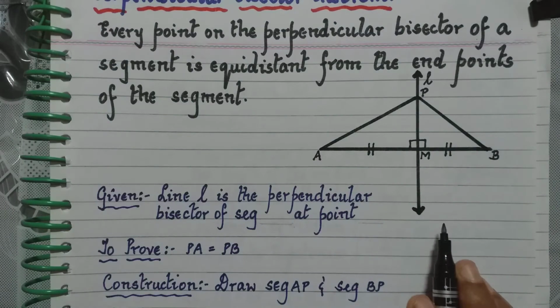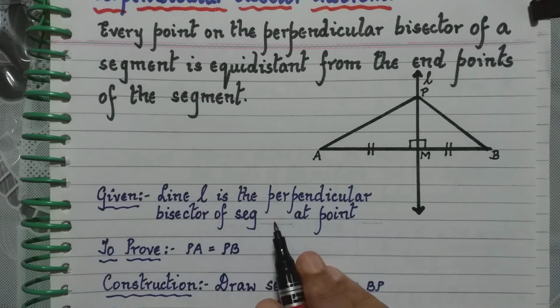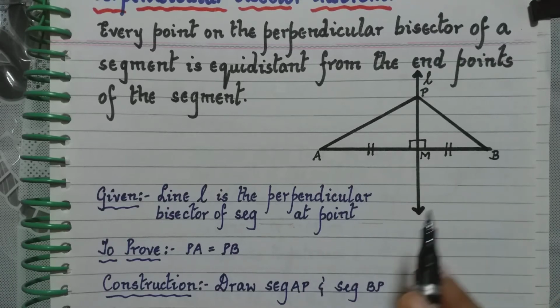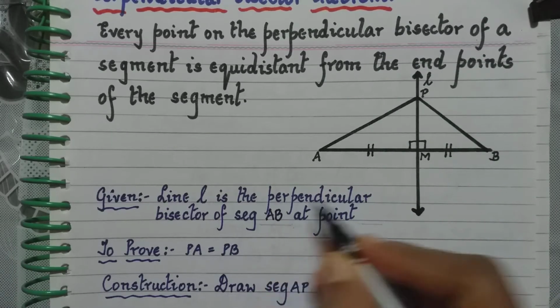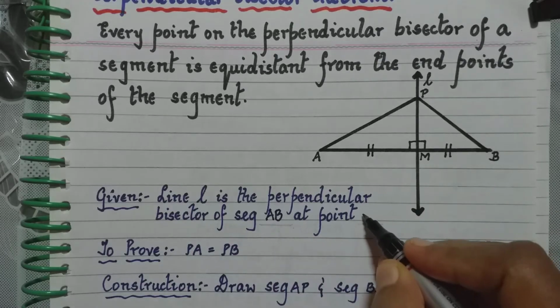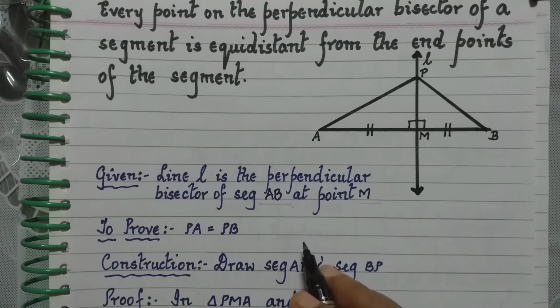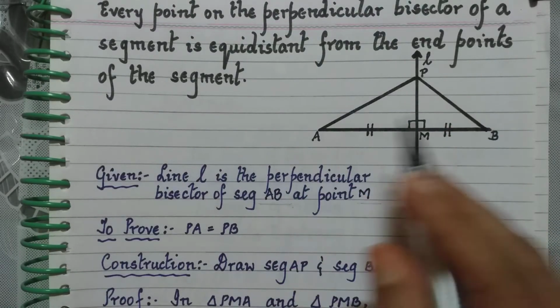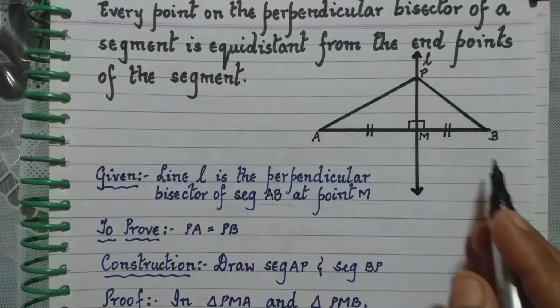Okay, so now let us see what is given. Line L is the perpendicular bisector of segment, which segment? Of this line segment AB, at which point? At the point M. What have we to prove? That PA is equal to PB. So we have to prove this part.